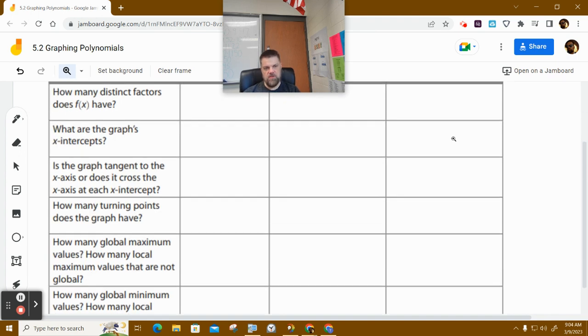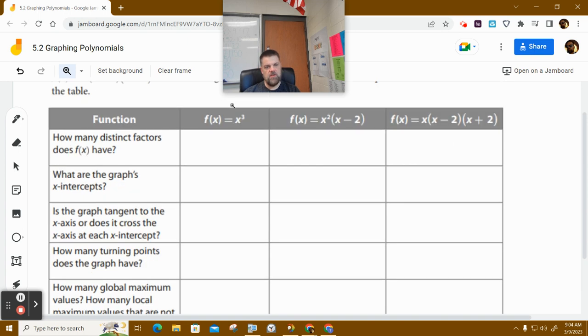I think the best way to do your notes on this is we're going to do one function at a time. So we're going to fill out this column. Things that you need to write down: function. In the first column, you need to write down how many distinct factors does f of x have. We'll talk about that in a second. The next thing you need to write down is what are the graph's x-intercepts. That's important.